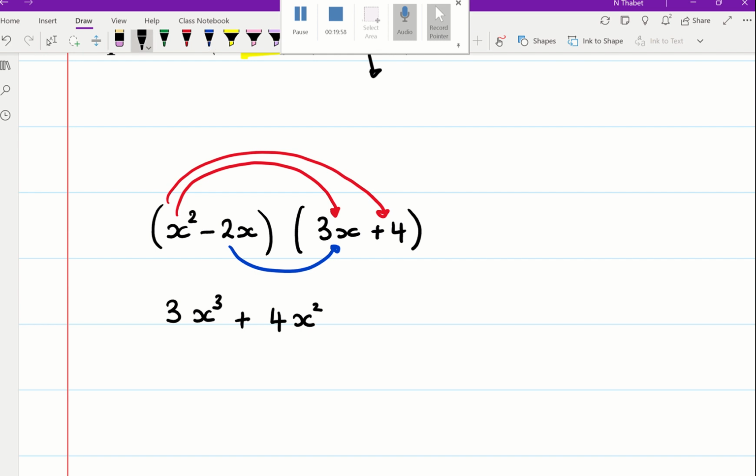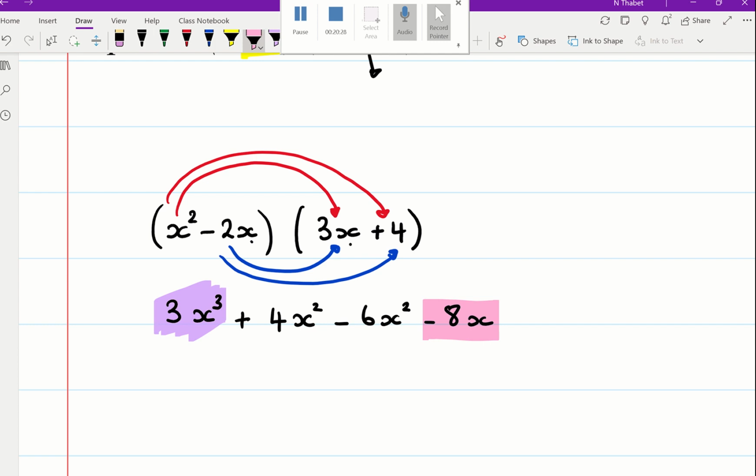And then I have negative 2x times 3x. Well, negative 2 times 3 is negative 6. x times x is x squared. And then negative 2x times 4, well, negative 2 times 4 is negative 8x. And then I look for my like terms. x cubed, there isn't another x cubed. The negative 8x, there isn't another x, which means that the only like terms are these ones, the x squareds.